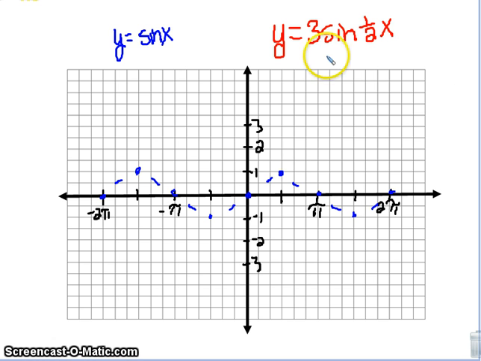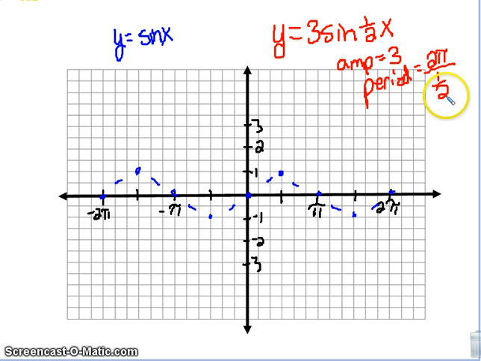What's the 3 going to do? My amplitude is going to be equal to 3. What's the 1/2 going to do? My period is going to be 2 pi. Guys, this is important. 2 pi divided by 1/2, and keep it, change it, flip it. How do I get rid of this 1/2? We have to multiply by 2/1. And so that gives me a period of 4 pi.